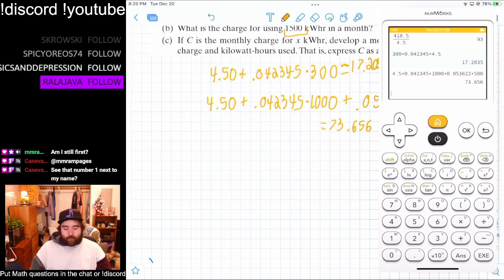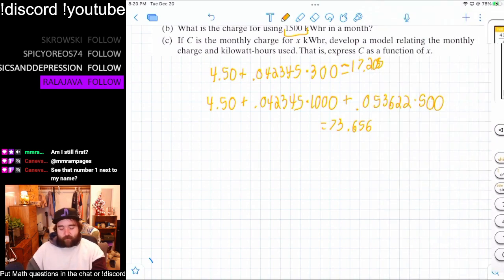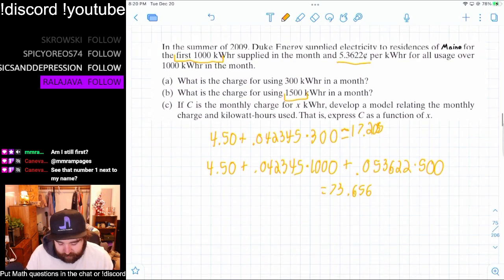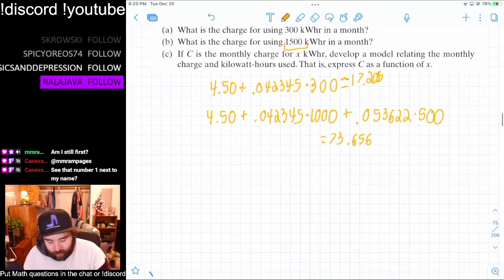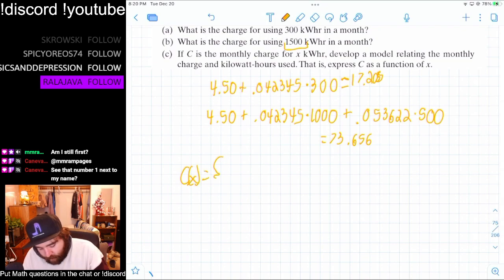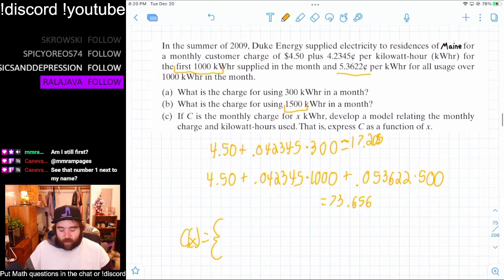Yeah, there we go. So now for the more fun part of this question is actually writing the equation. C is the monthly charge, so they want us to write a C of X, a piecewise function. So let's think about the parts first, because like we've already said, and like we saw when we calculated, there's only going to be two parts.